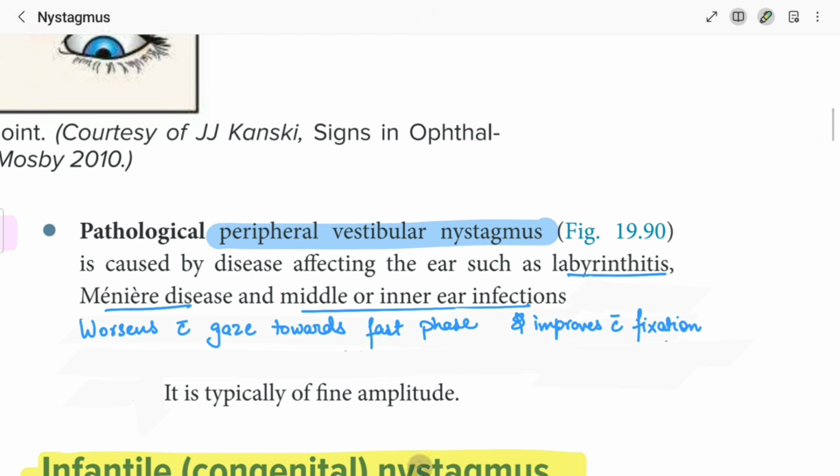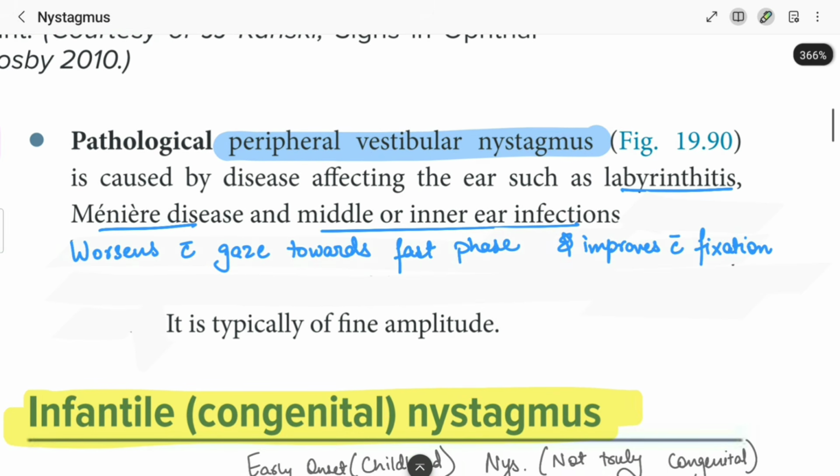Coming to the pathological category of vestibular nystagmus, the pathological vestibular nystagmus occurs due to a vestibular disease, like labyrinthitis, Meniere's disease, any infection of the middle or inner ear, and this type of nystagmus worsens with gaze towards the fast phase. Now, if we say that the nystagmus is in the right direction, that is, the fast phase is in the right direction, and the person sees in the right direction, then that nystagmus will worsen, and also it improves with fixation. Now, this nystagmus is of fine amplitude.